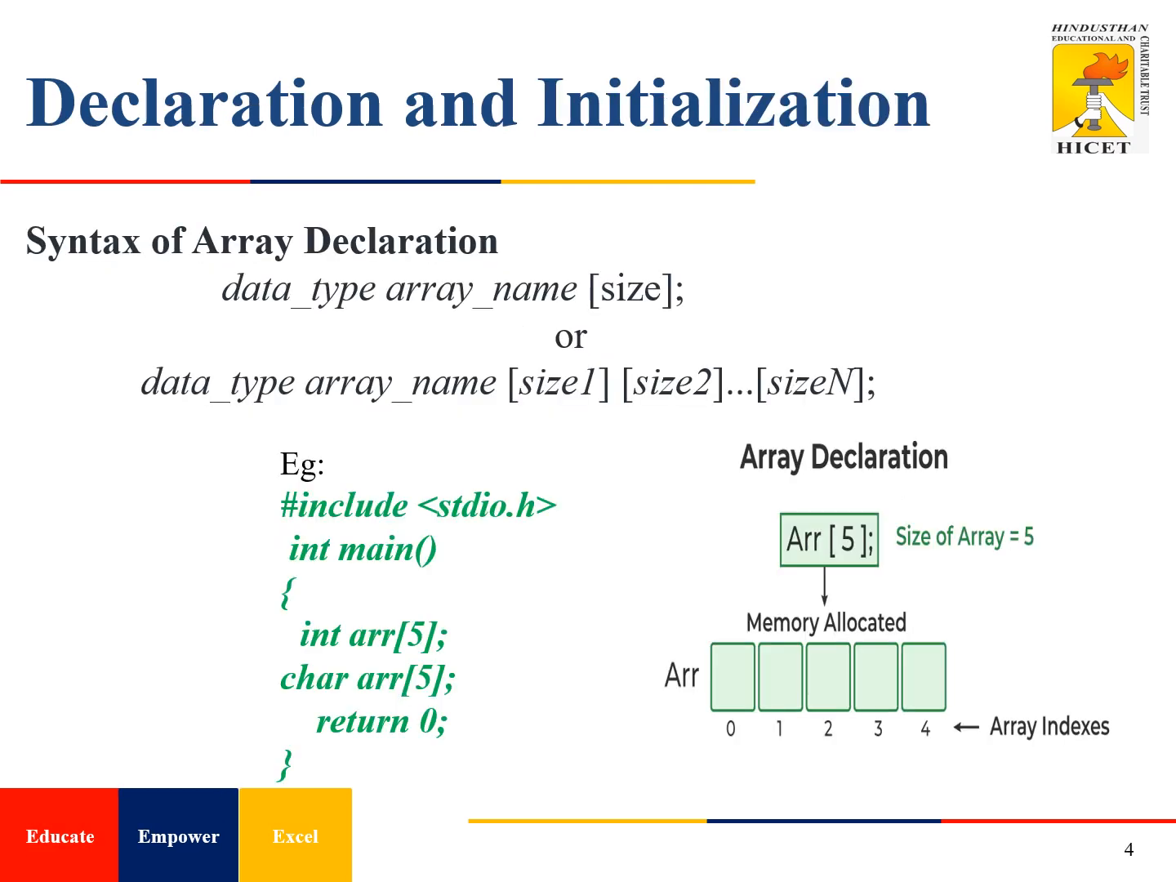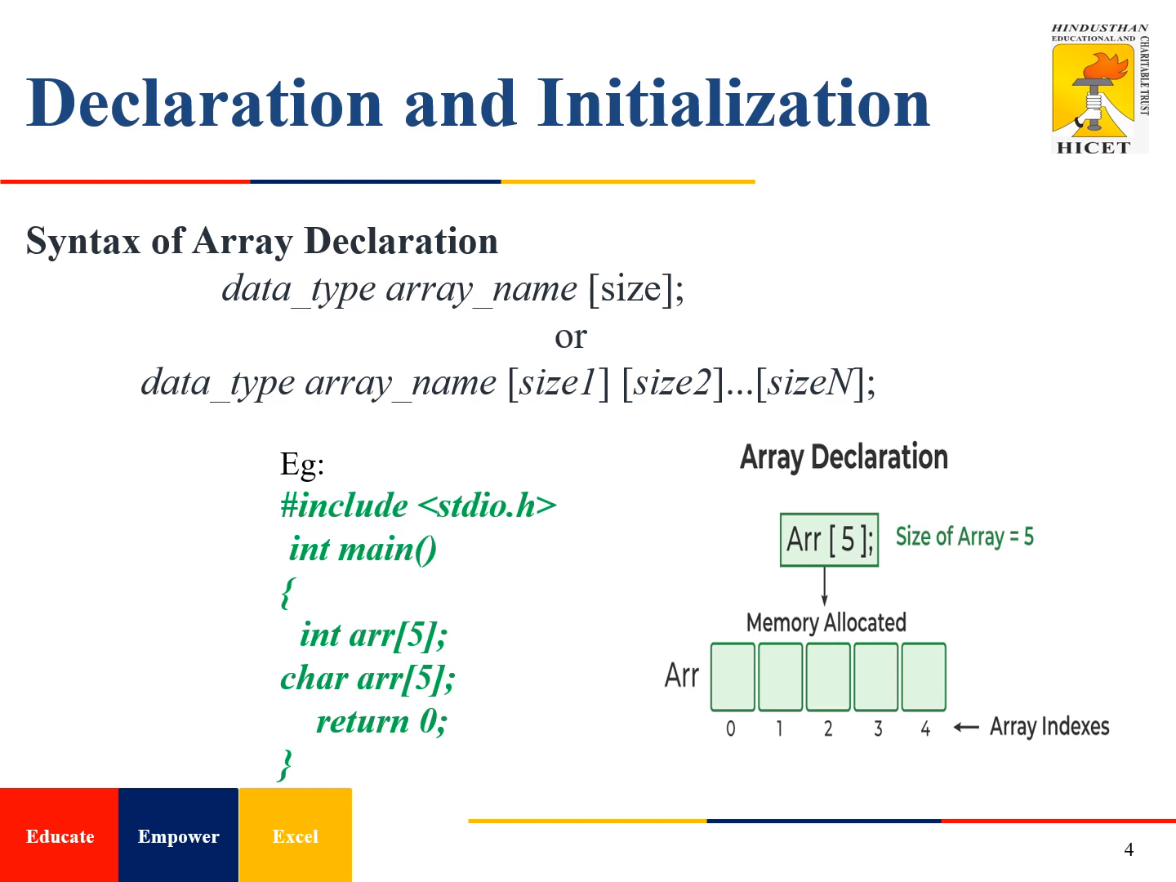Next thing is declaration and initialization. The two terms are different. Declaration means we are just creating an array using an array name, and initialization means we are giving elements, or assigning elements of the same data type into that created array. Syntax of array declaration is data type, array name, of size. Data type means the type of elements, which type of element you are going to enter into that specific array. It may be integer data type, character data type, or floating data type, depending upon your problem.